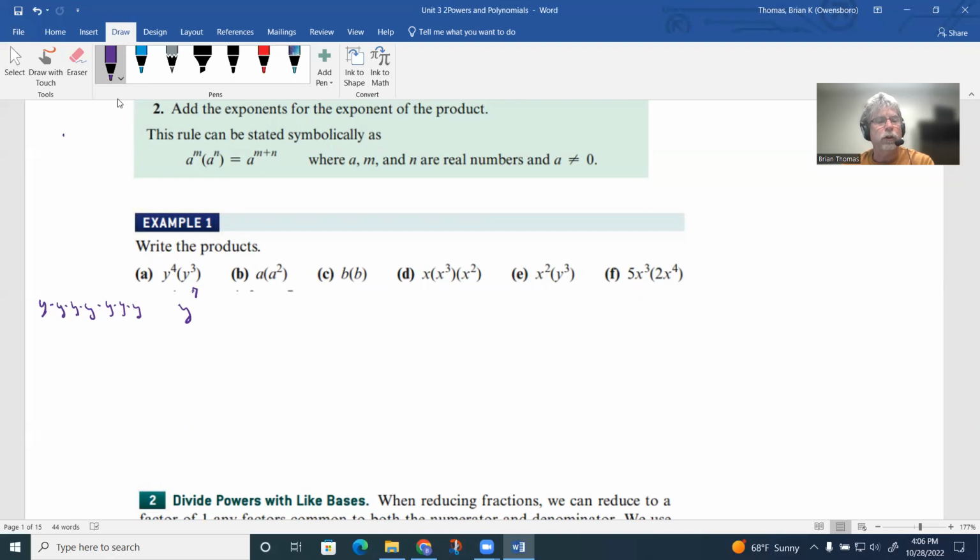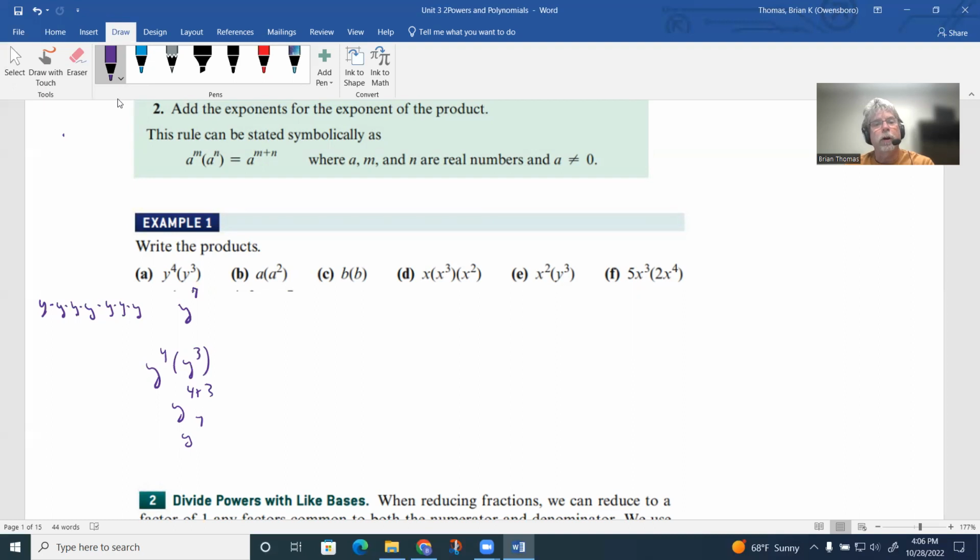But if I want to use a shortcut of picking up on the laws of exponents, notice how if we have y to the fourth times y to the third, our base is the same. So we're allowed to keep the same base and add the exponents, 4 plus 3, and that will give us y to the seventh power.